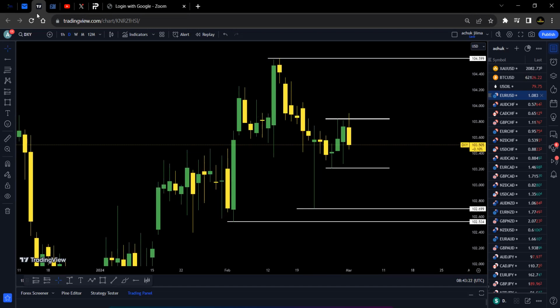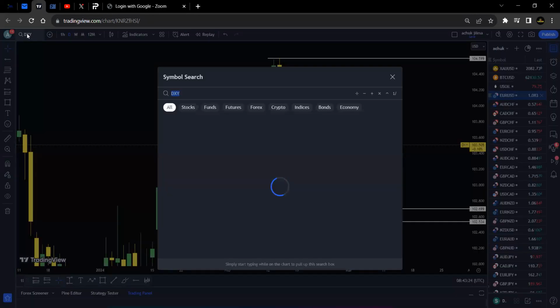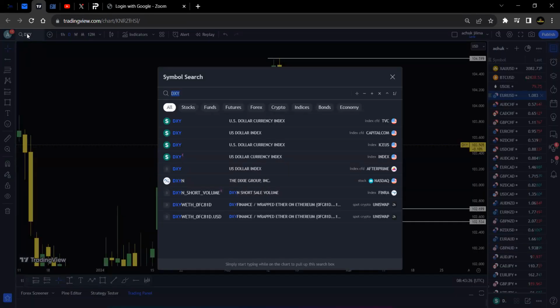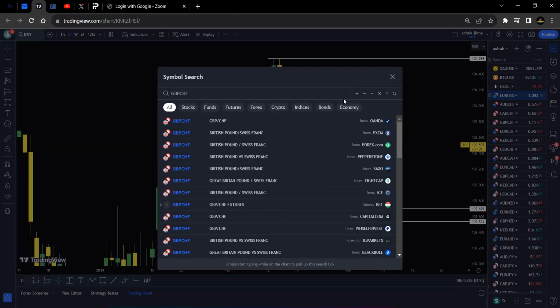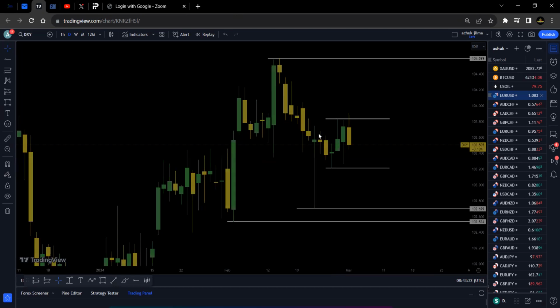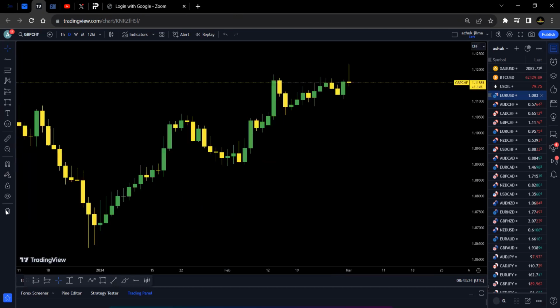Yeah. So with that being said, we can go to another pair, which is not the dollar. We've been tracking this pair, so let's see how it will play out this week. That is GBPCHF, the pound Swiss.